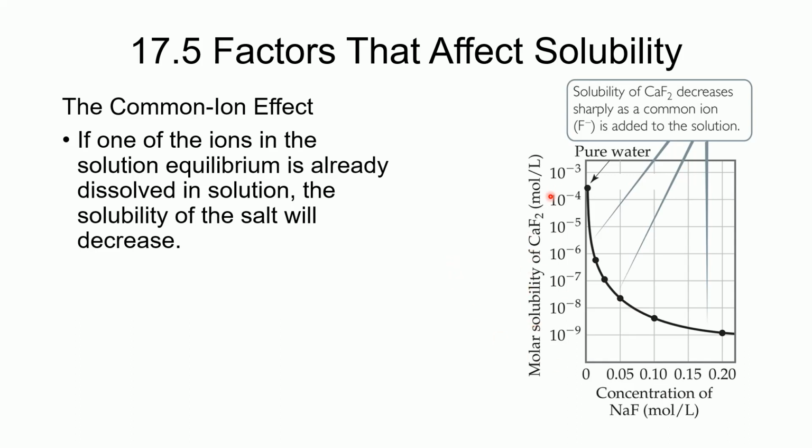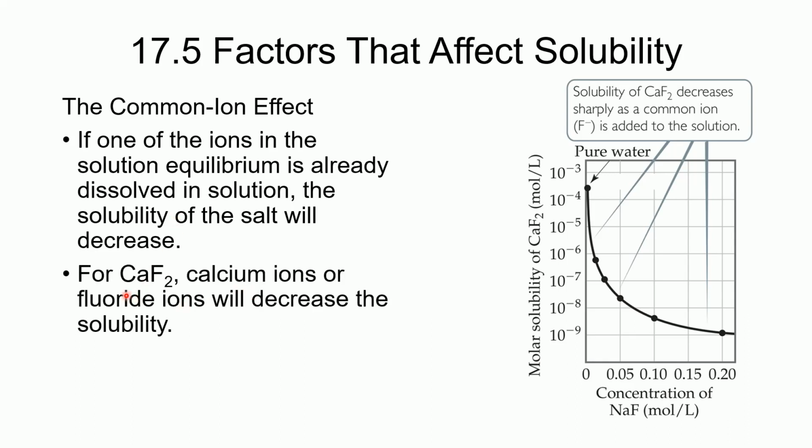Here this shows calcium fluoride, and there's the number we calculated a minute ago, 2.1 times 10 to the negative 4 in pure water. Well, if we add just a little bit of fluoride ion, if we increase the fluoride ion concentration ahead of time, then that solubility drops off pretty precipitously. Precipitous, that's kind of a joke there. Okay, so if one of the ions in the equilibrium is already there, the solubility goes way, way down.